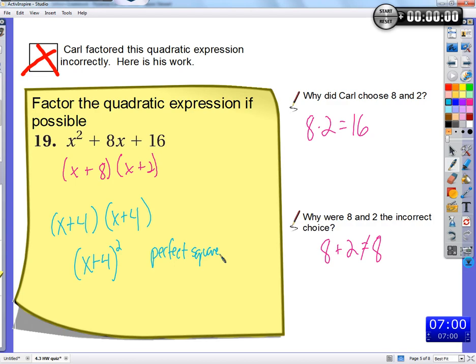Why is this called a perfect square? Because it is something times itself. That's what a square is, right? You square something, you multiply it by itself. So it's a perfect square. This could be 5 times 5 or 10 times 10 or whatever this number happens to turn out to be.